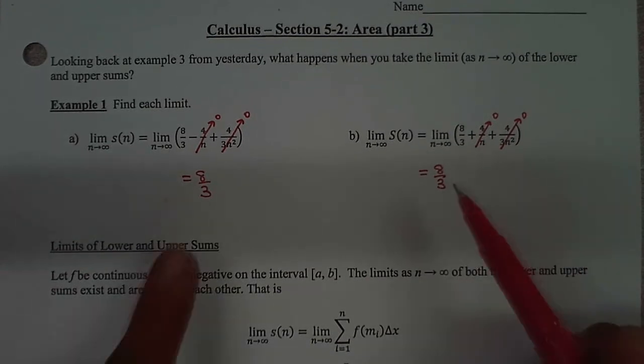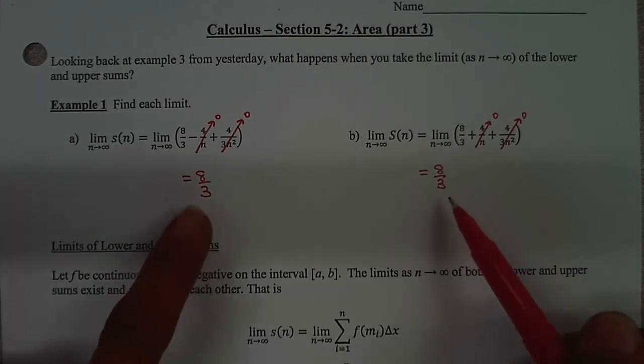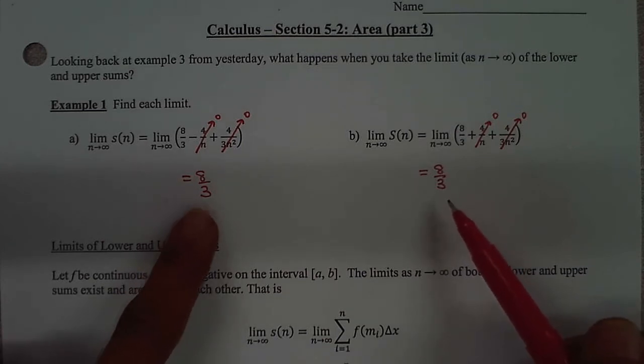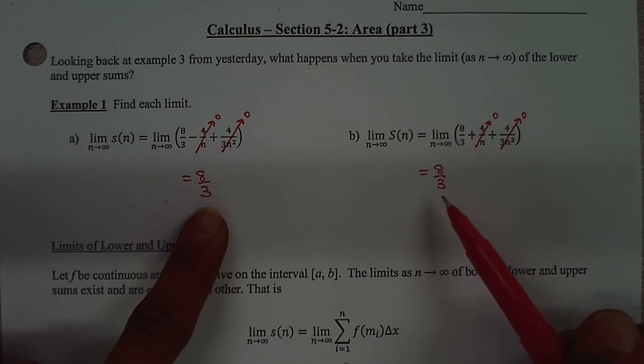And since we know that our actual area was going to be somewhere between these two values, somewhere between the lower guess and the upper guess, and if we end up getting the exact same value for our lower guess and our upper guess, we could use the squeeze theorem to say that this 8/3 is going to be the exact area underneath that curve.